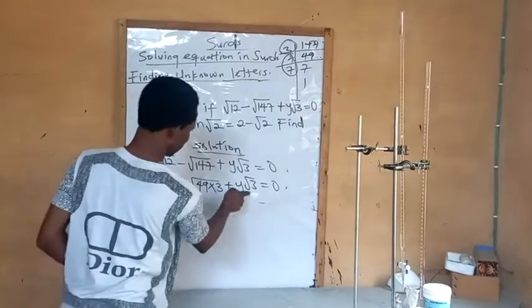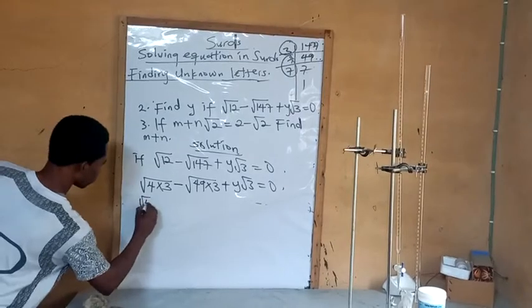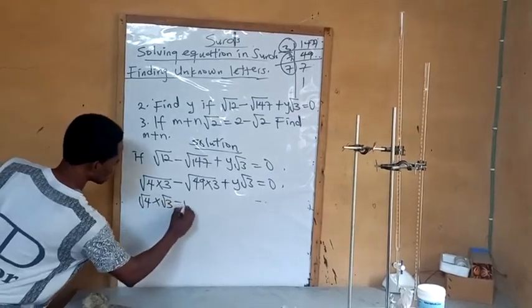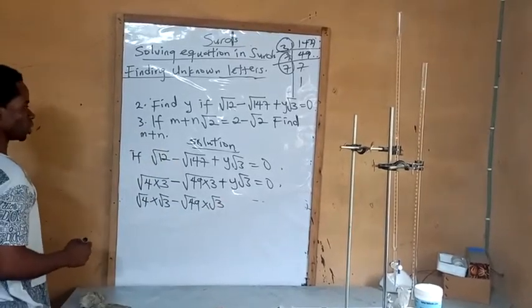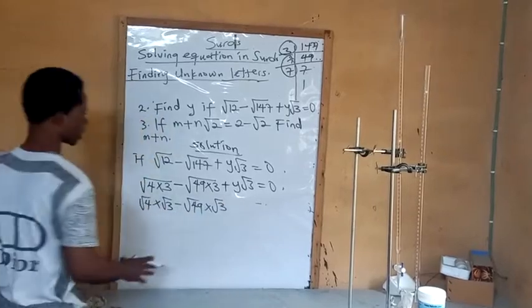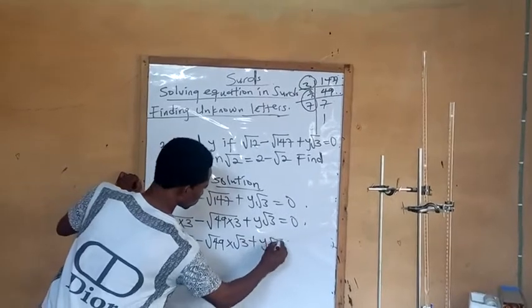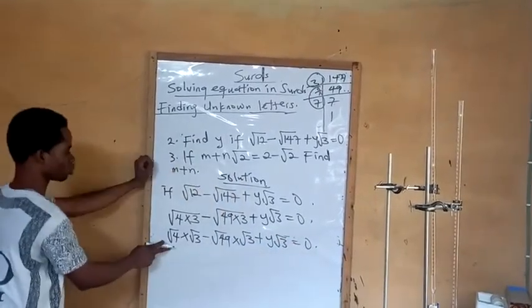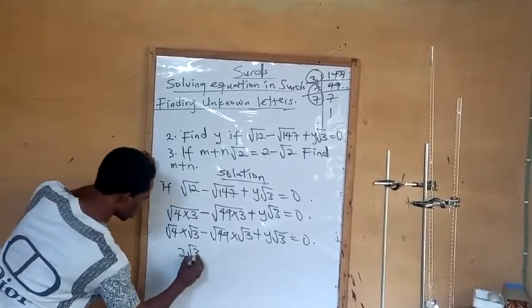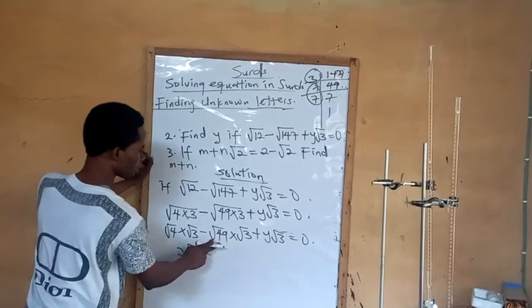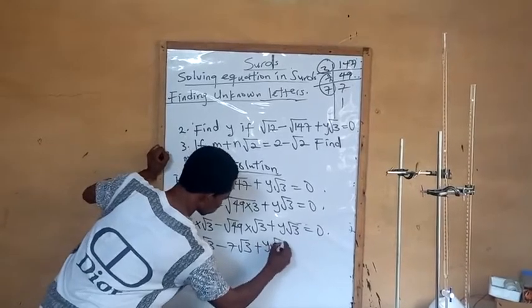So plus y root 3. I cannot break this one down anymore because this is root 3. So that means, like the way I taught you, root 4 times root 3 minus root 49 times root 3. Are you getting it? Somebody's asking why can't we put this one inside a bracket? It doesn't matter, because we are trying to split it down. Plus y root 3 equals 0. So what is root 4? 2. That is 2 times root 3. That is 2 root 3 minus, what is root 49? 7. That's 7 root 3 plus y root 3 equals 0.